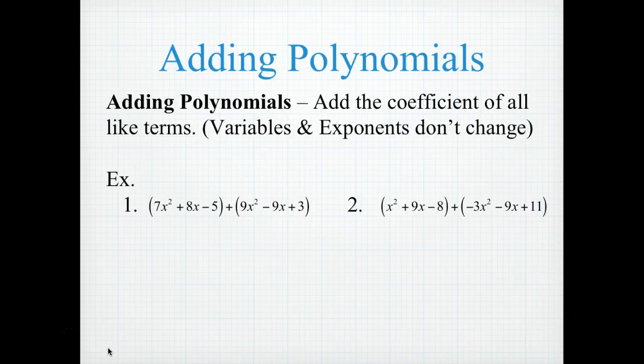Now we're going to add polynomials. When adding polynomials, all we're going to do is add or subtract the coefficient of the like terms. So the variables and exponents don't change. All we do is combine the coefficient of like terms.